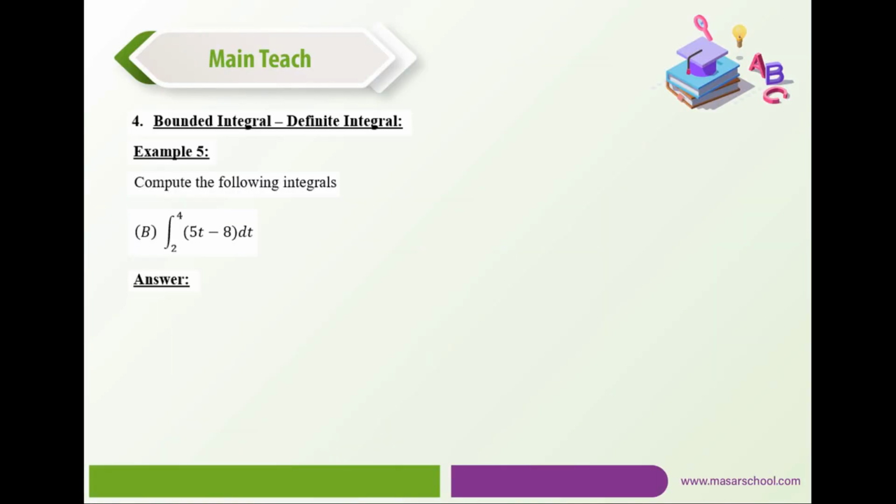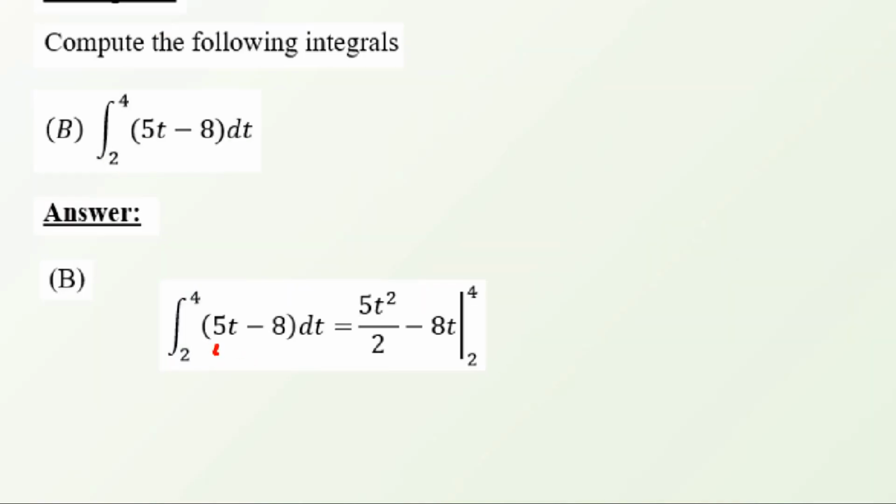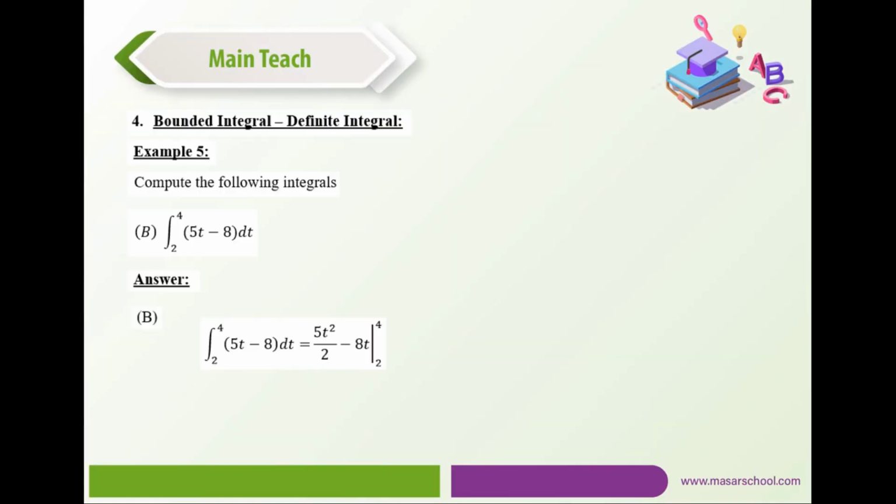Now for part B, we're going to do the same. We have a bounded integral between 2 and 4. So the way to do that is to integrate the function. Linear would give us quadratic, constant would give us linear. Between two bounds, 4 and 2, 4 is the upper bound, 2 is the lower bound. So we always start by replacing the upper bound, minus this function computed at the lower bound. We respect the order, and the answer would be 4.